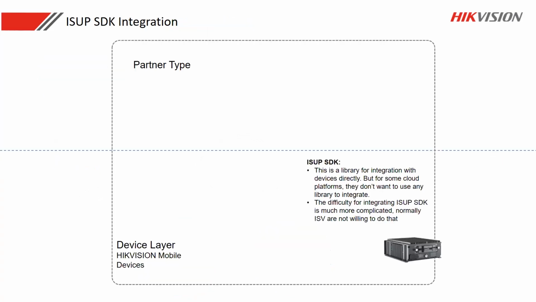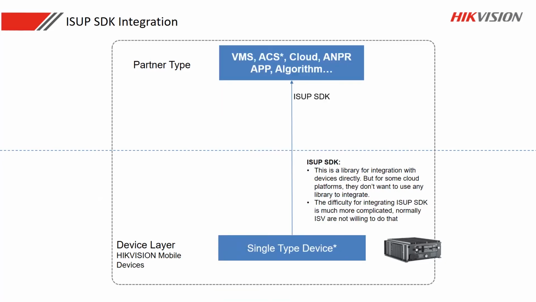All right, so now I want to just briefly introduce what the ISUP SDK is. You can see that at the top is your partner software, I mean the third-party software or the platform. At the bottom layer is the device layer, so it's for our mobile devices. And the ISUP SDK is the SDK which helps you to do the interaction between your platform and our devices. So the ISUP SDK basically is just a library for integration with devices directly.